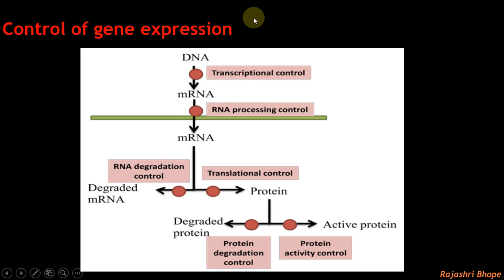Now see, this is how the genes are controlled. At the DNA level, it is transcriptional control, that is, the transcription process is inhibited. If the mRNA has to be repressed, RNA processing control occurs, that is, either RNAs are not processed or are degraded. If mRNA is processed, then the RNA is degraded or the proteins are not synthesized. And if the proteins are synthesized, they are either degraded or the activity of the proteins is controlled.